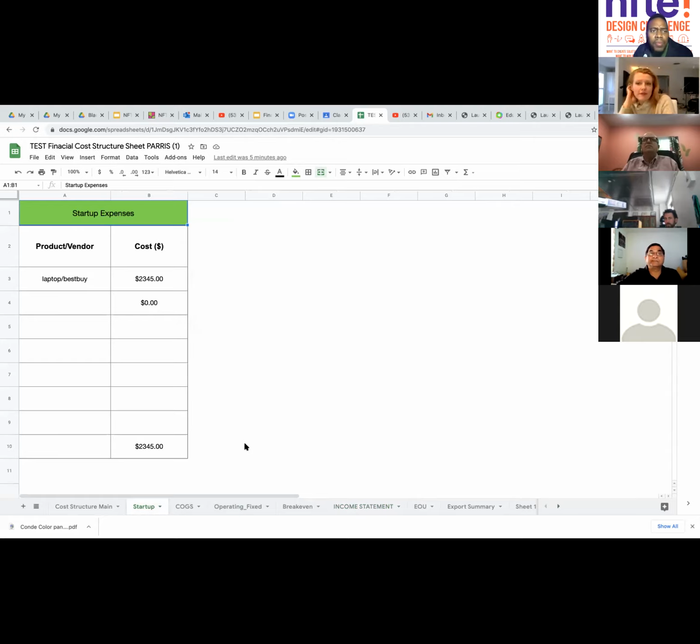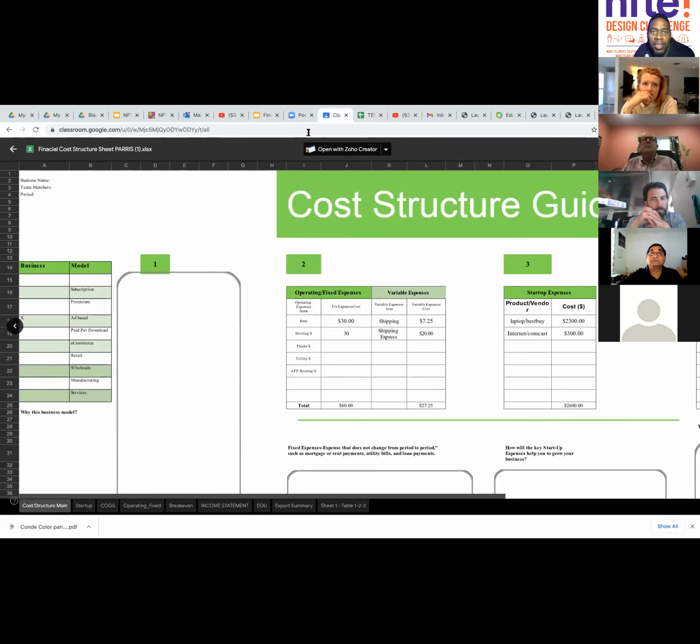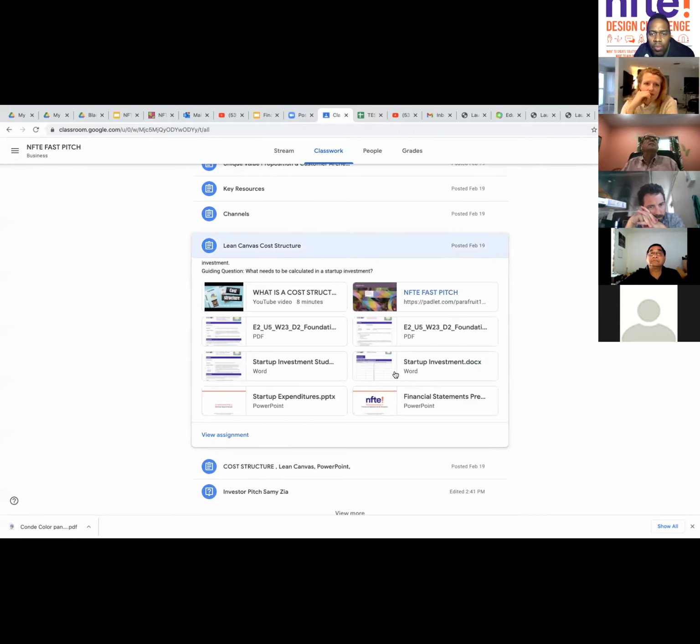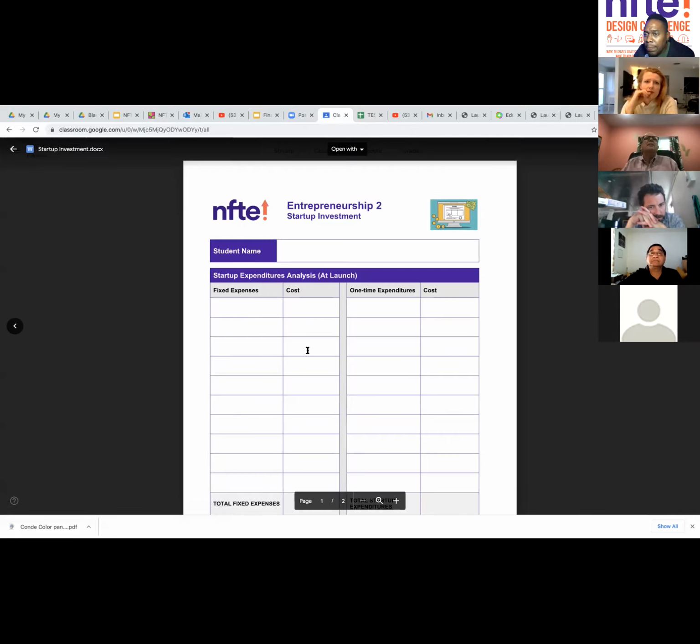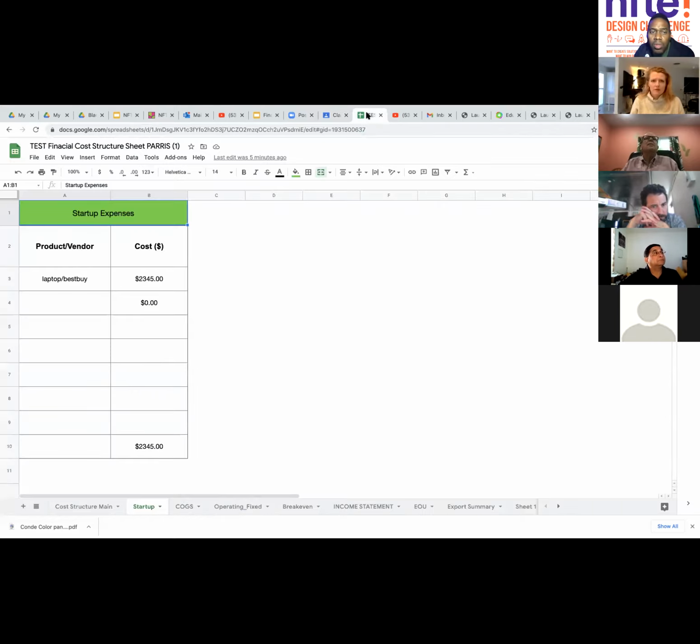Helpful, yeah. Okay. So what I'm going to have you do is use this document. This will be your document that you will use to do everything. Remember I told you about this document right here? I recreated this document in here too: startup expense. You can use this document to do everything for your business plan, your cost structure, and it's all in one place.